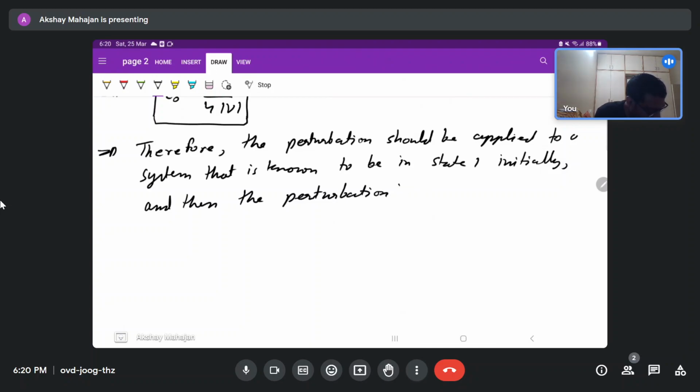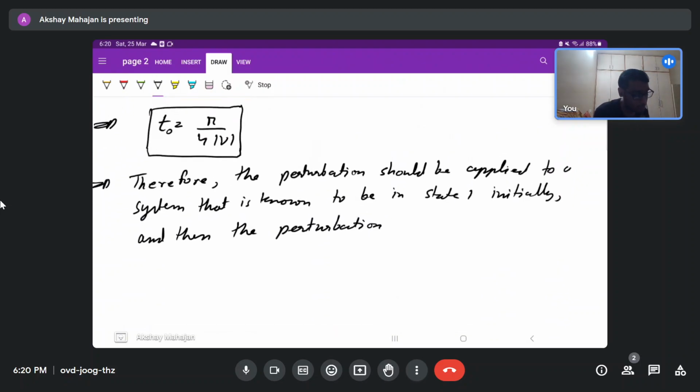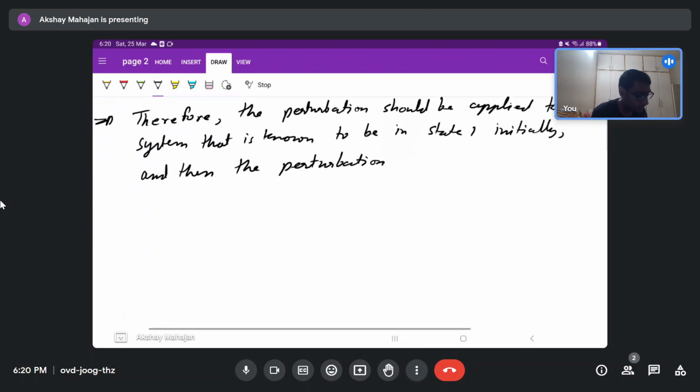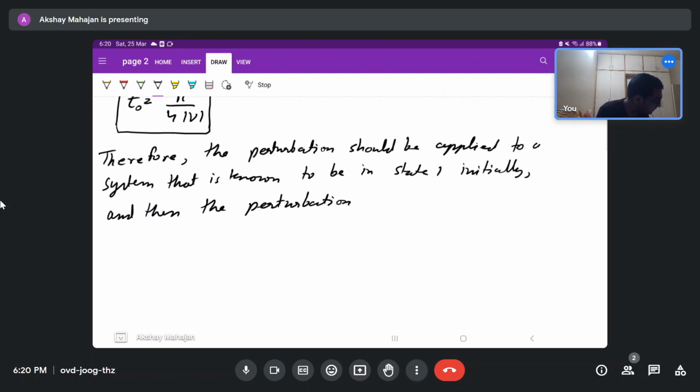So the magnitude of this perturbation doesn't matter, although the magnitude will define our t naught. If the magnitude of the perturbation is small, then the time it will take to reach that 0.5 will be larger, so our t naught will be larger. And for higher perturbation magnitude, if mod V is large, then t naught will be small.